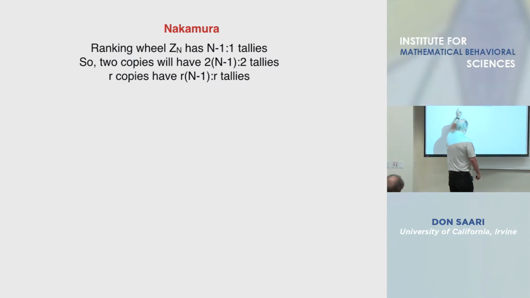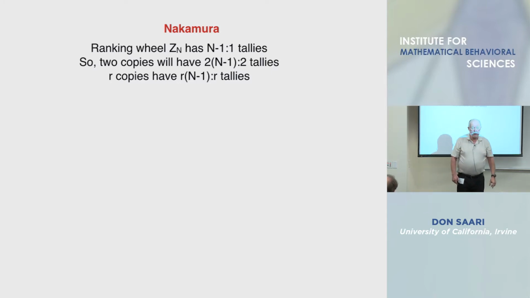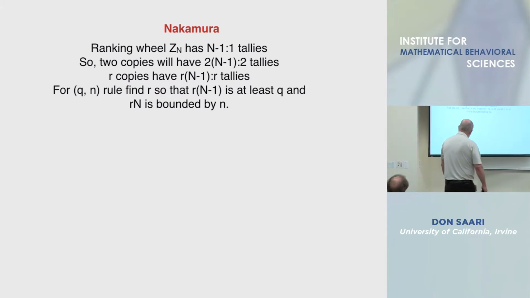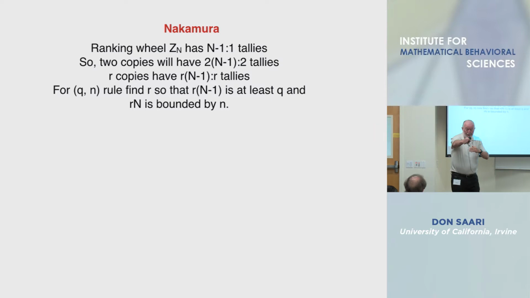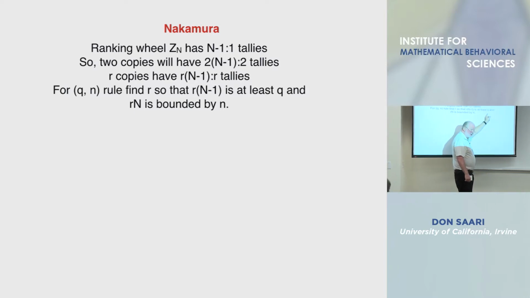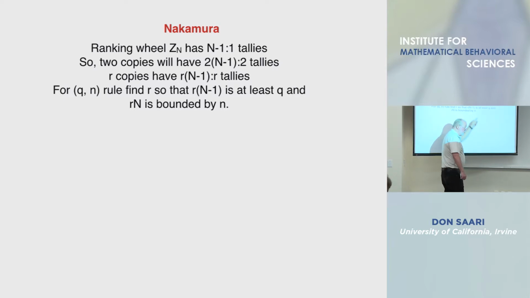If I have r copies, it's going to be r times n minus 1 to r tallies. And so what's the Nakamura number? The Nakamura number is this: if you have a Qn rule, and you remember I showed you that if you have so many alternatives, then you can have a cycle. The Nakamura number is to find the value of r so that r times n minus 1, the tally, in other words, I'm having r copies, r times n minus 1 is at least q, which means that it satisfies the rule, and I have enough voters.